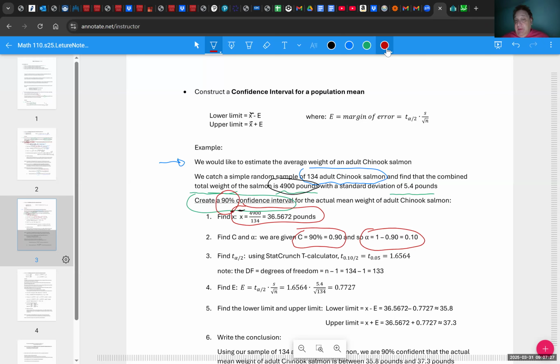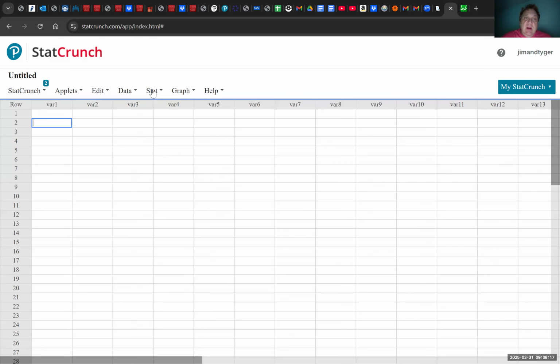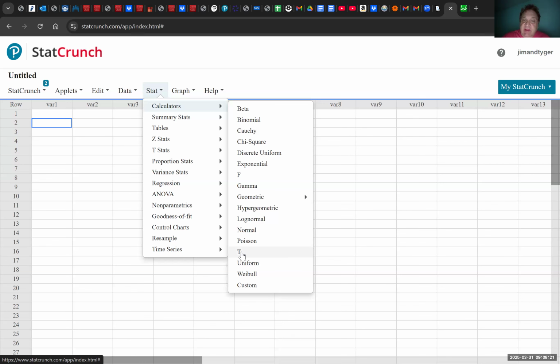Next thing is we find the T alpha over 2. Just like before, we found Z alpha over 2, we just use the app on StatCrunch to find T alpha over 2. So let's make sure we know what the alpha over 2 is. Alpha, remember, is 0.10. So we are looking for T alpha over 2, or T 0.10 over 2. 0.10 divided by 2 is 0.05. So we're looking for T 0.05. That just means we want the proportion to the right to be 0.05. So we go to our StatCrunch. Let me hide this. Let me go to my calculator for T.